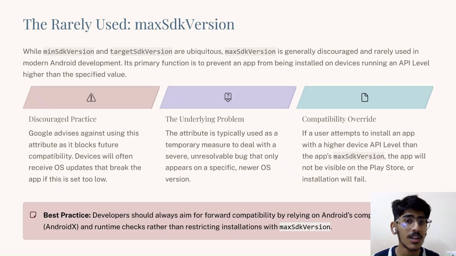It sets an upper limit, preventing installations on devices with API levels higher than the specified value. However, this restricts forward compatibility and can cause apps to disappear from the Play Store for users on updated Android versions. Google discourages this attribute, except as a temporary safeguard against severe platform-specific bugs.